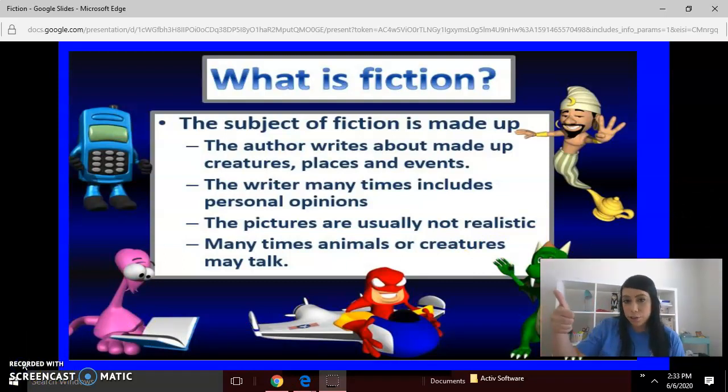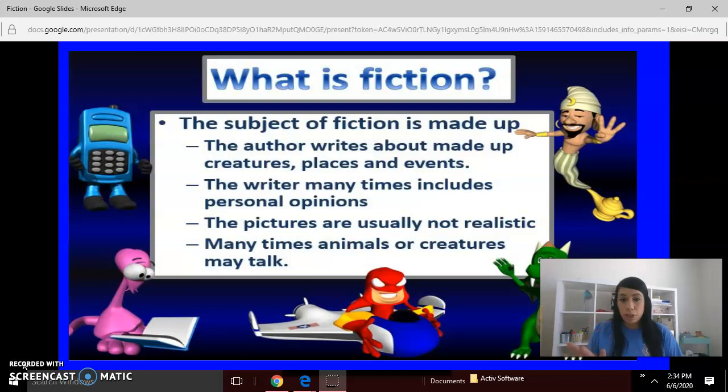They are characters, which are the people and animals that take place in a story. The setting, where something takes place, which could be daytime, nighttime, farm, house, city, field, lake, ocean. We have the plot, which tells us the beginning, the middle, and end. And we have the problem, which is the main conflict with the main characters. And then we have the solution, which is how the characters solve their problem.